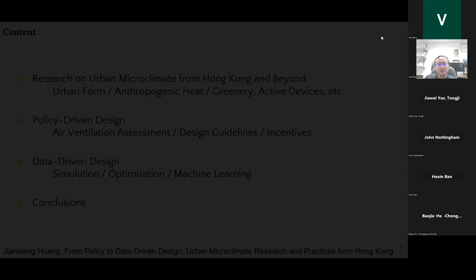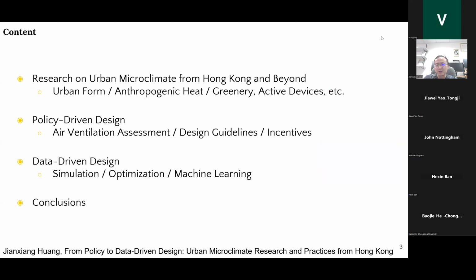I'm going to structure the talk briefly in four categories. I'm going to talk about research centered around the humid subtropical climate in Hong Kong. I'm going to talk about the driving forces, and probably more interestingly, the lessons from a decade of policies, guidelines, top-down government interventions, and what we can learn from it.